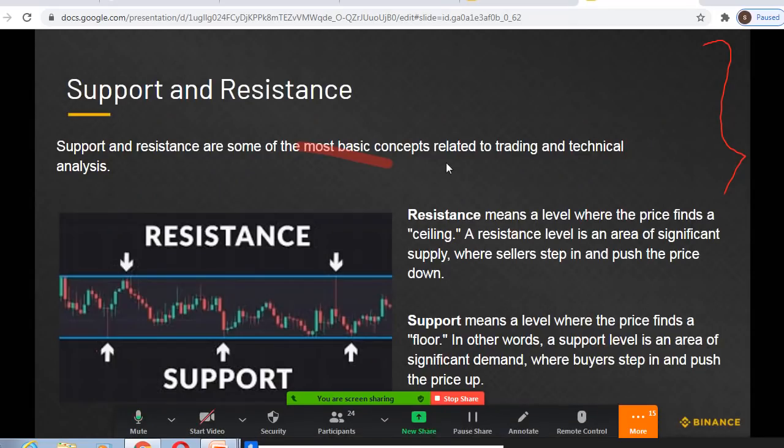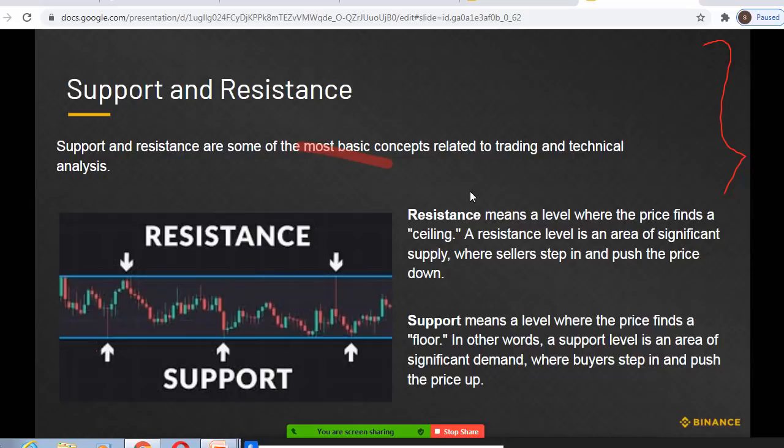Now, the other thing we're talking about is resistance and support level. This is the most widely discussed concept, and as a trader, or as a beginner trader, you must understand what resistance and support level is all about. It's very important. So resistance means a level where price finds a ceiling, that is, it finds resistance, the area where price is being resisted.